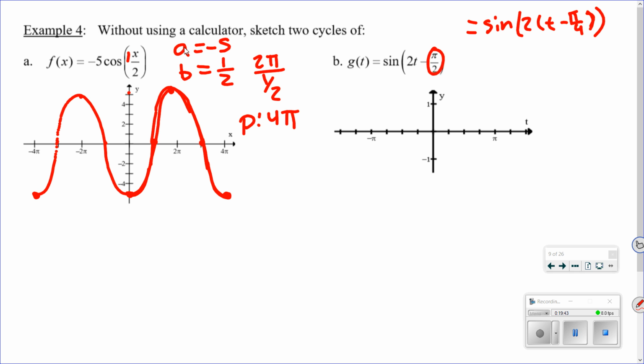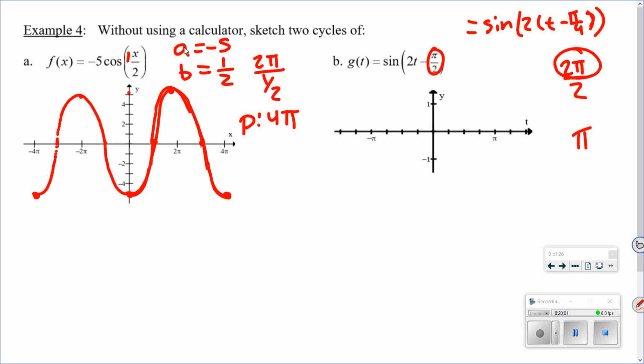This 2 is going to change the period. Right, it's B, so I go 2 pi divided by 2, the original period, which is 2 pi divided by 2, which comes out to be pi. So it's going to repeat itself every pi. What I'm going to do is graph the sine function without the horizontal shift, and then I'll add the horizontal shift in there.